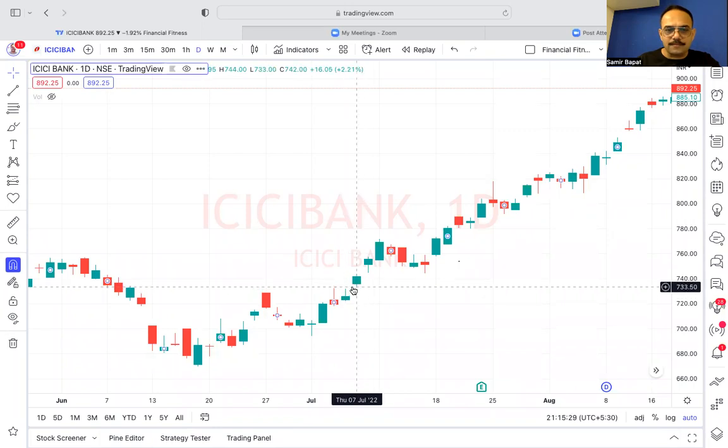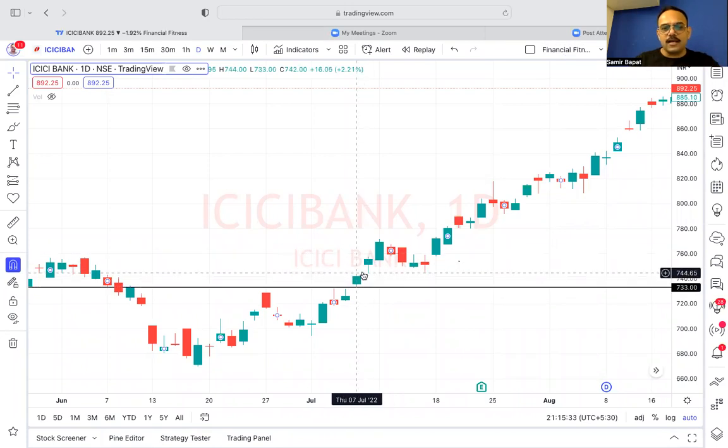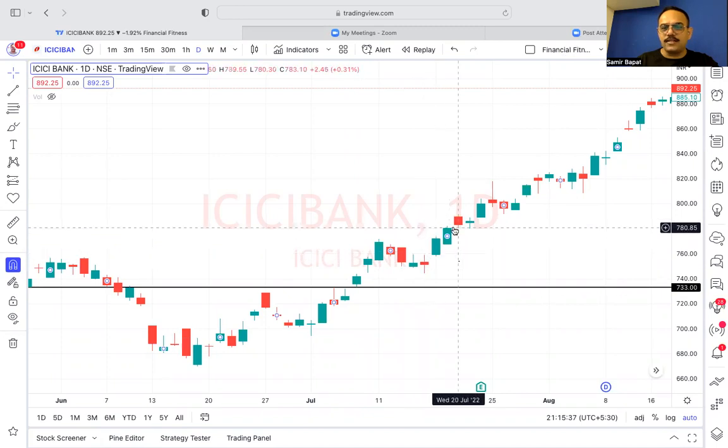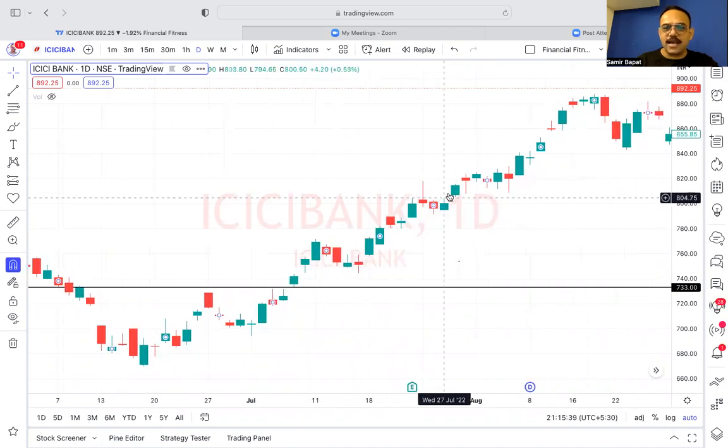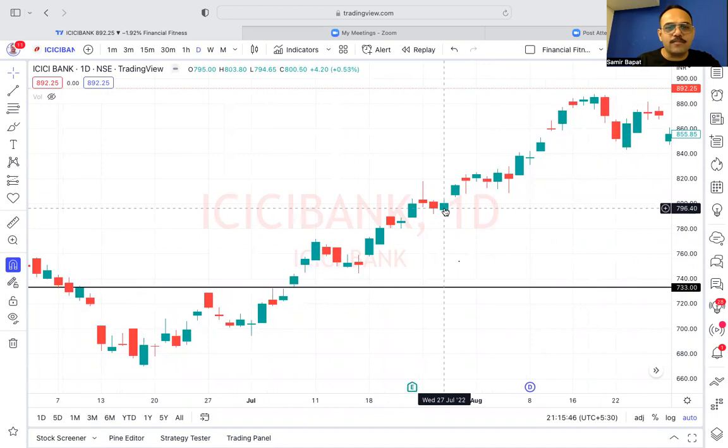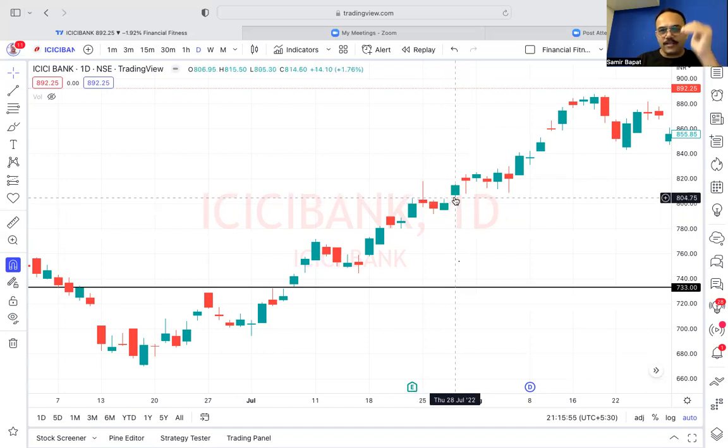Now, there is a gap here. I have drawn a line. This gap has come. Normally, it will come after a few days. And as we can see, there is a gap here. Now, this gap, the high is 803.80 and low is 805.30. So 803.80 and 805.30, there is a gap of again 1 rupee. So we will draw one line here.